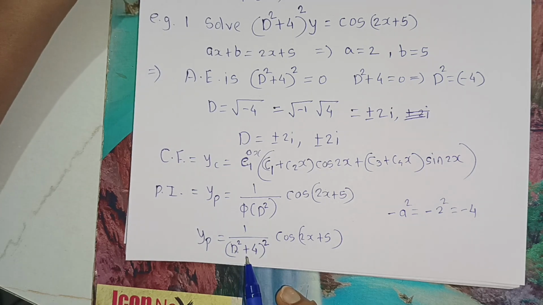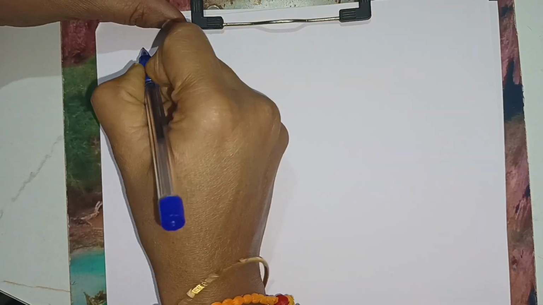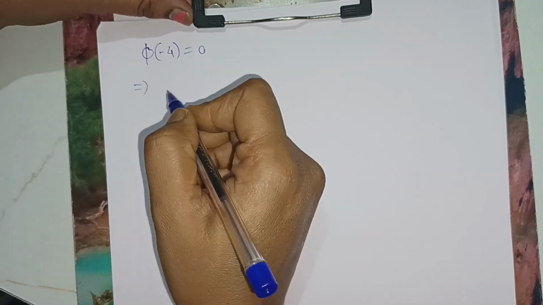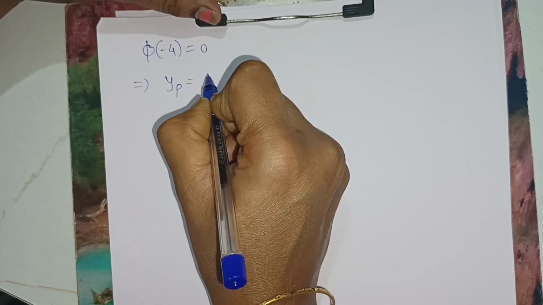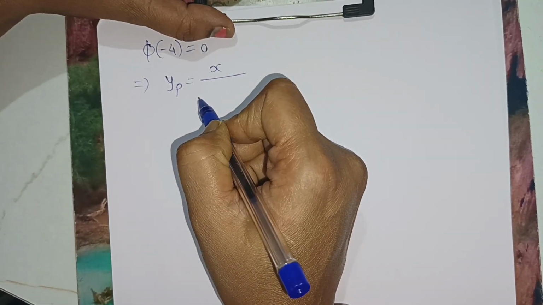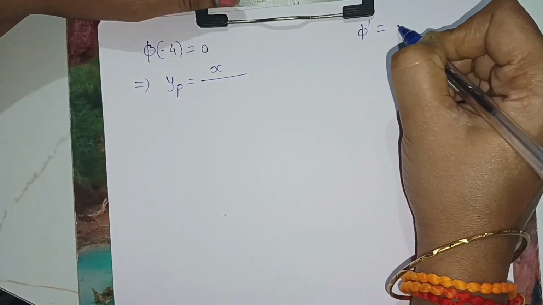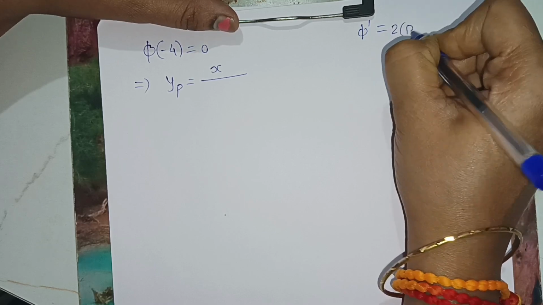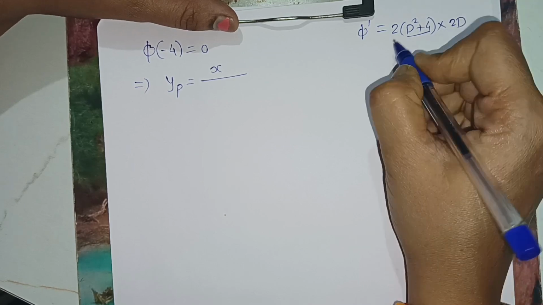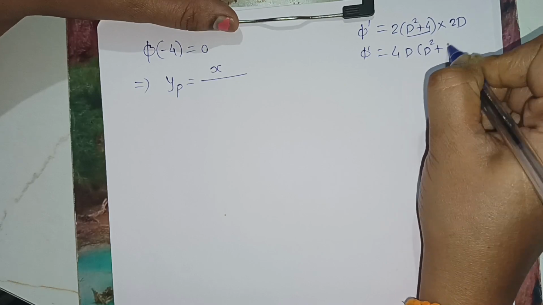So if phi of minus a square is 0, then what do we do? Phi of minus 4 is equal to 0, which implies that yp is equal to, take x in the numerator and take the derivative of the denominator. So the derivative of (D square plus 4) square, phi dash, is equal to 2 times (D square plus 4) multiplied by the derivative of D square plus 4, which is 2D. So simply, phi dash is 4D multiplied by (D square plus 4).